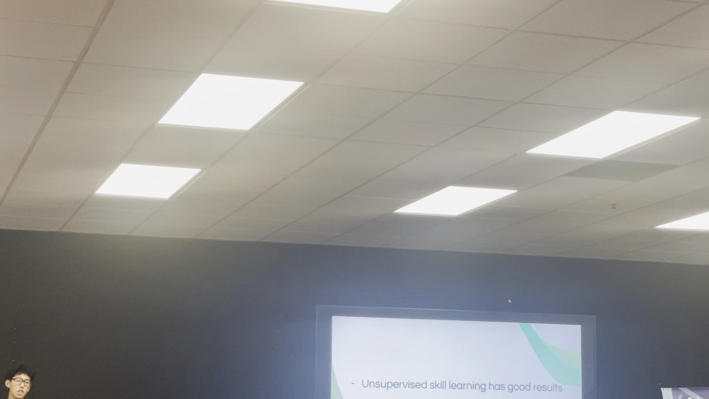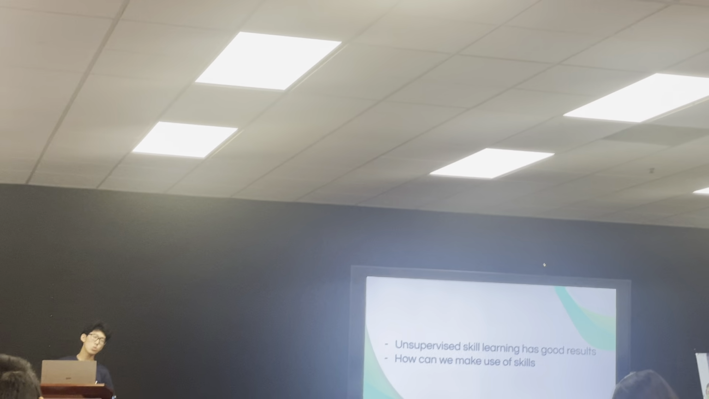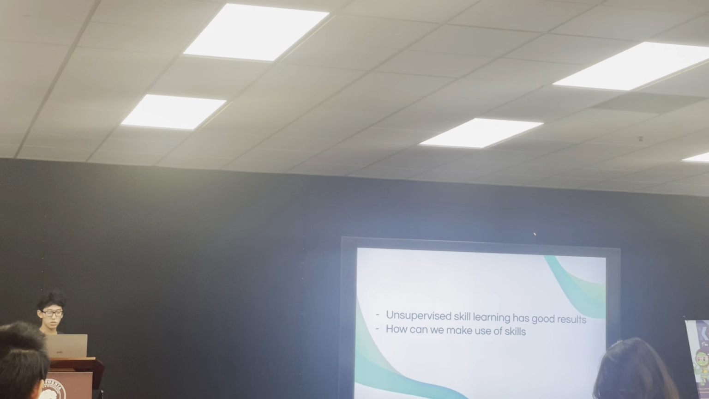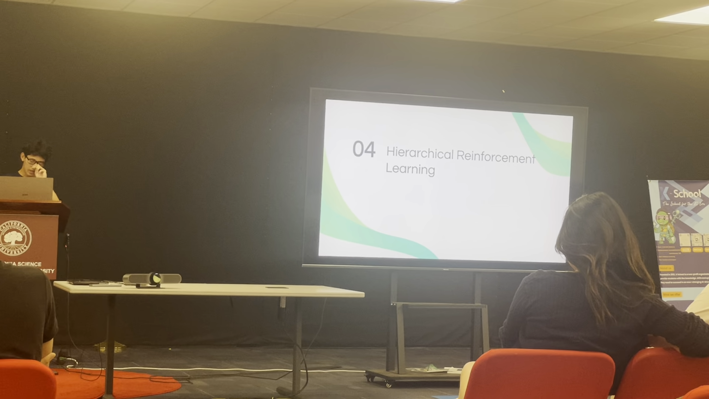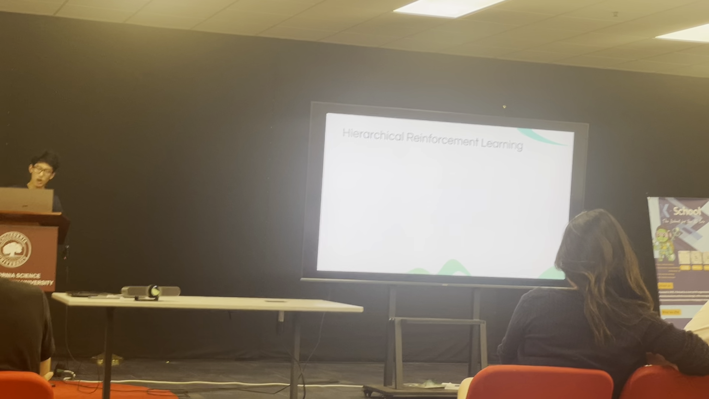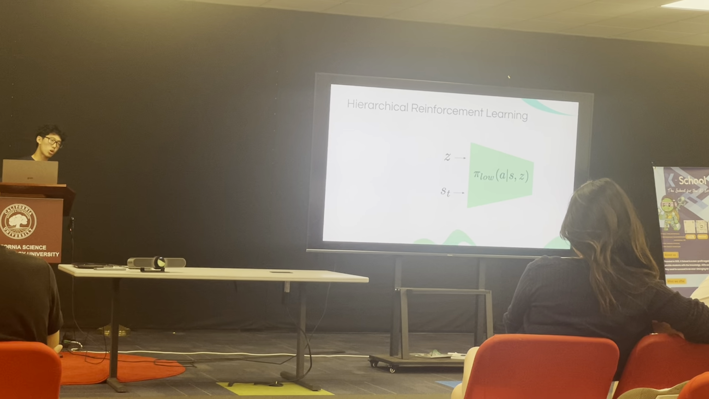So, we've shown that unsupervised skill learning has good results. How can we actually make use of the skills we learn in unsupervised skill learning? This leads to number 4, which is hierarchical reinforcement learning. And to quickly recap what hierarchical reinforcement learning does, we first train this low-level worker policy.